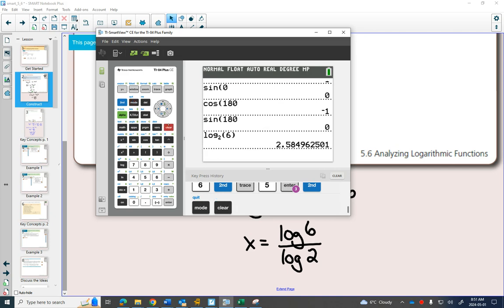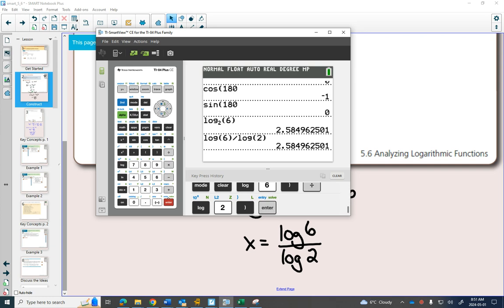And I'm saying, well, I don't have the base button. What happens if I do log of 6 divided by log of 2? I get the exact same answer. So now if you only have a scientific calculator, this would allow you to do that.